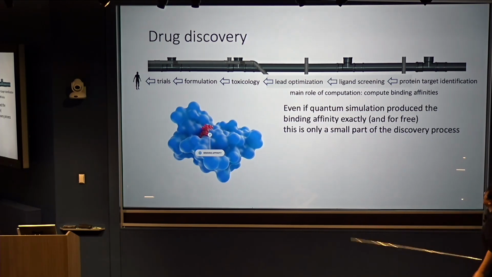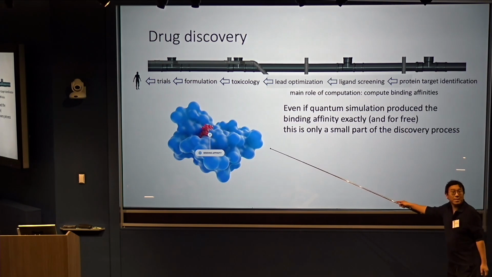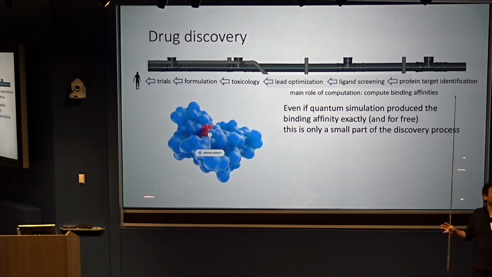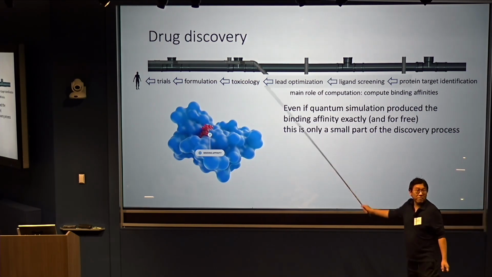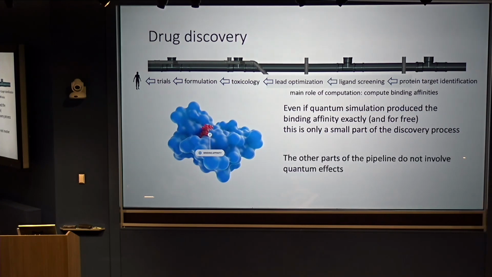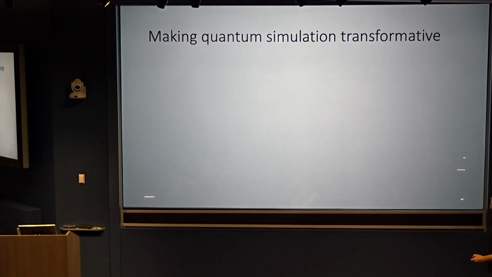But on the other hand, even if you could compute these binding affinities exactly, and the calculations took zero time, completely free, this is still only one very small part of the pipeline. There are really many, many, many steps more before you get to a real drug. And the other parts of the pipeline don't really involve any quantum mechanics, right? Like human trials or toxicology and so on. So essentially, the way that the world is set up today, I think it limits the impact of more accurate quantum simulation.